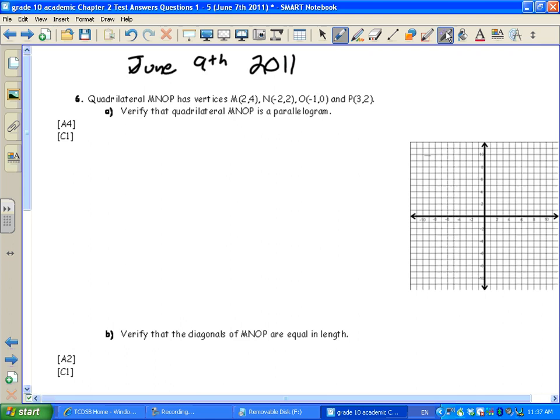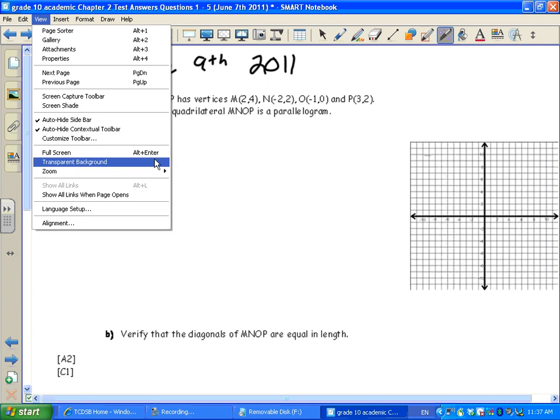And the first question says, quadrilateral MNOP has vertices 2, 4, negative 2, 2, negative 1, 0, and 3, 2. Verify that quadrilateral MNOP is a parallelogram. So, there's several ways you could do this. A, you could find the distances of all of the opposite sides. You know, let's actually draw this first, just so that you understand what I'm talking about.